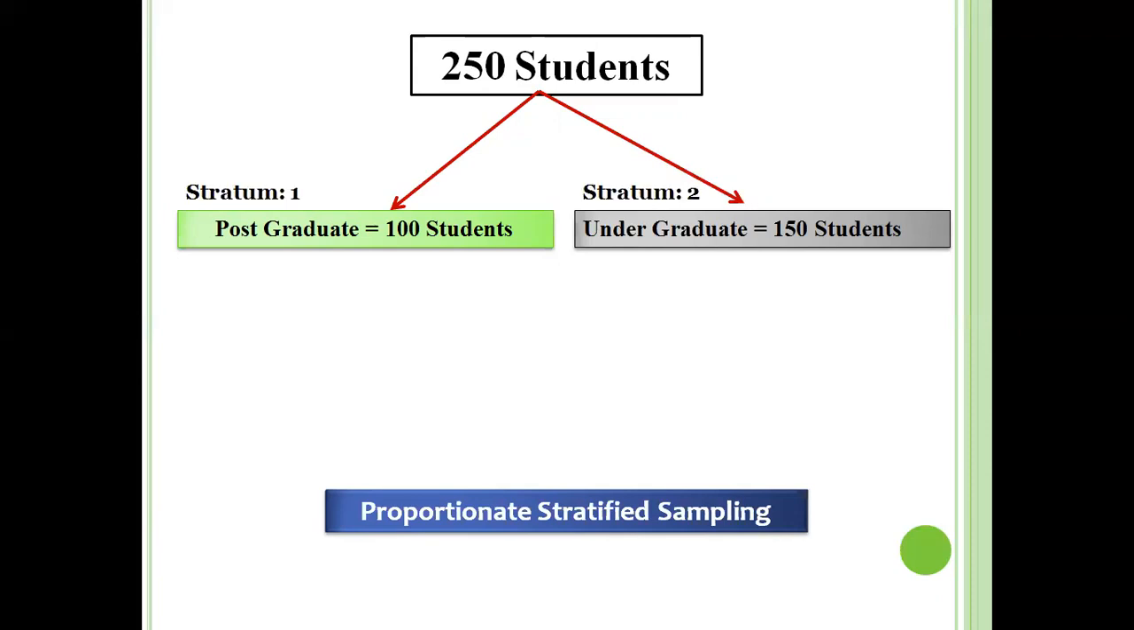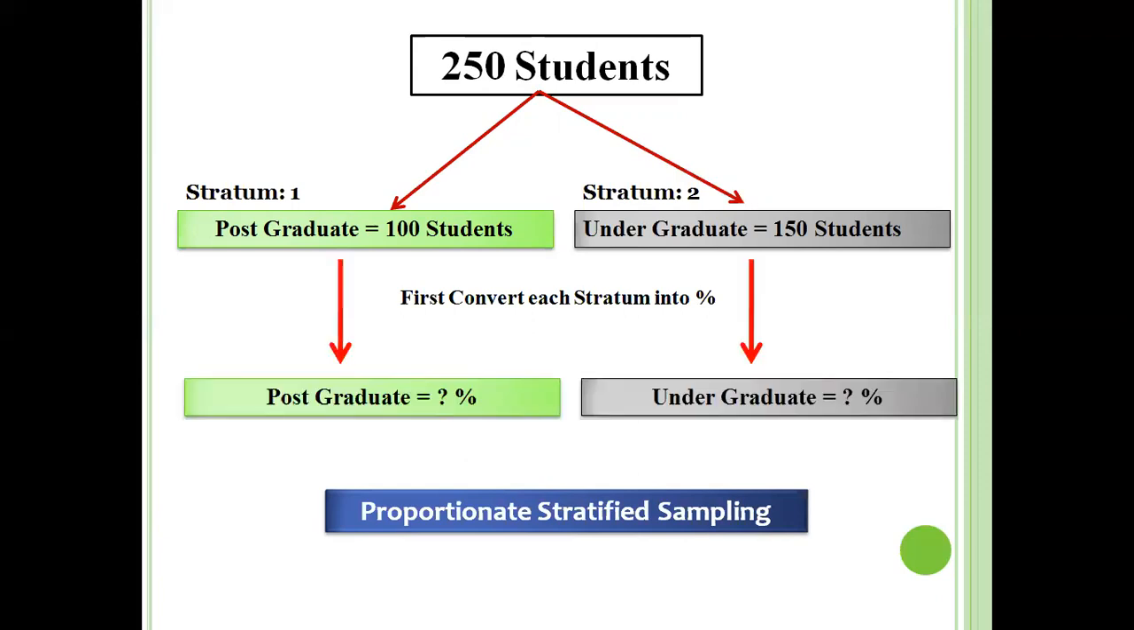And now what happens? Let's convert the number of students into percentages. What's the percentage of postgraduate students and also that of the undergraduate students? So after calculation, if you calculate 100 by 250 into 100, it will come to 40%, and similarly, it will be 60% of the undergraduates.